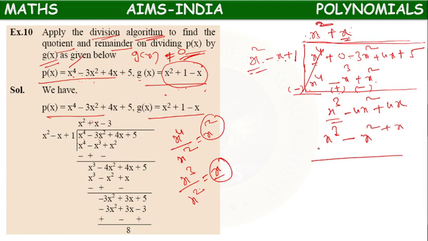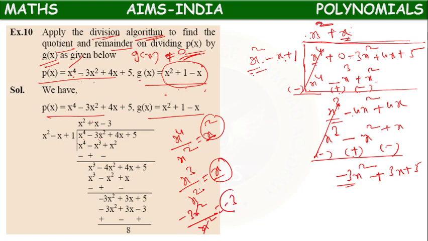Again symbols change. So minus, plus, minus, cancel. Minus 4x square plus x square. So minus 3x square plus 4x minus x, plus 3x, plus next number 5. We can take it down. So now here first term minus 3x square by first term x square, x square cancel, minus 3.